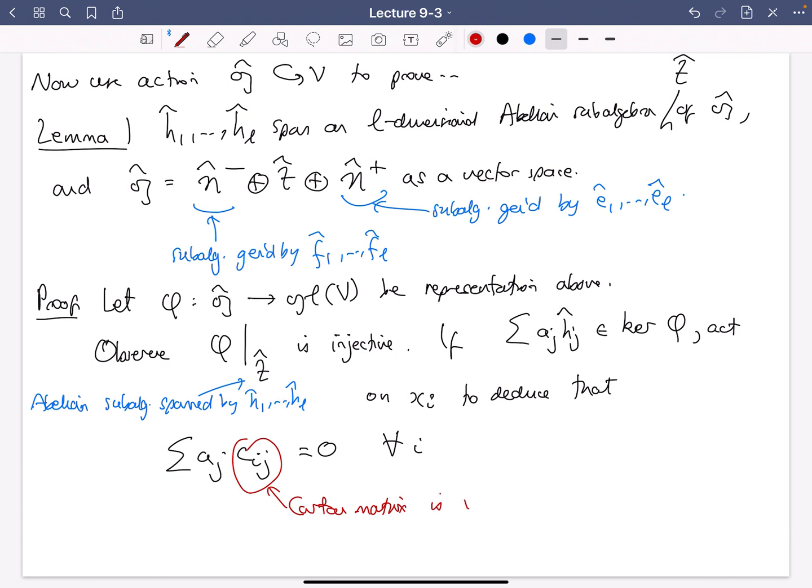which is invertible by the non-degeneracy of the form. Right, the Cartan matrix, well, it's not quite the Gram matrix. It's two different bases, the alpha i's and the alpha j checks. They're two different bases for the Euclidean space E, and the Cartan matrix is just the matrix gotten by pairing those two bases. Since the form is non-degenerate, that matrix is invertible. So you can solve this. You can multiply by the inverse matrix to deduce that aj is 0 for all j. And so the only thing in the kernel is 0, so that establishes that injectivity.